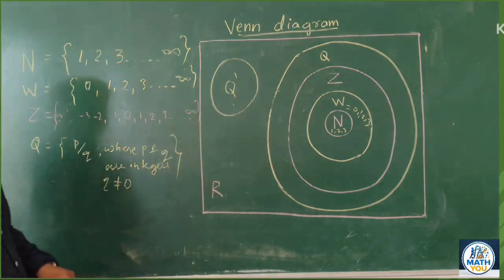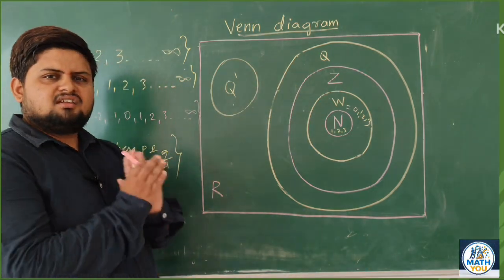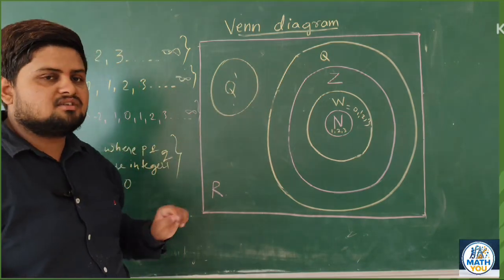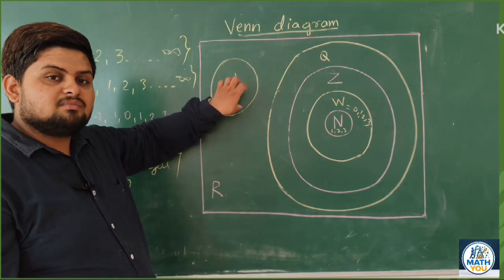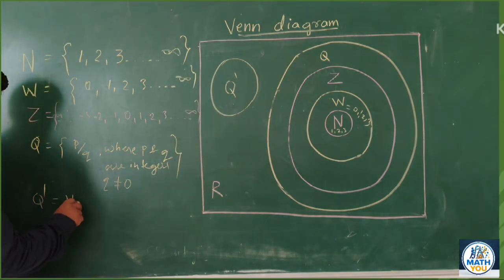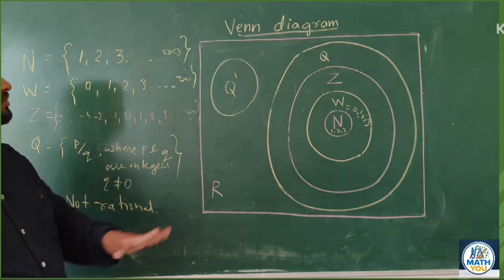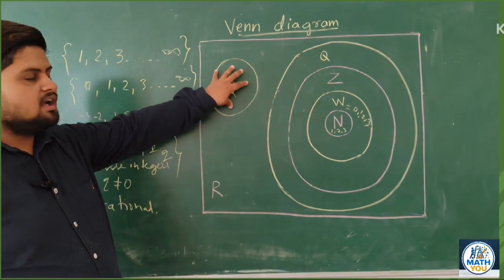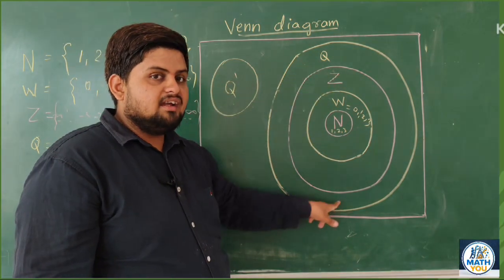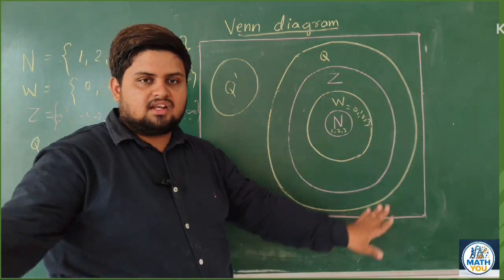Then comes the set of irrational numbers, which do not belong to any of these. There is no relation between natural numbers, whole numbers, integers, rational numbers and the irrational numbers. They are a completely different set of numbers. We define irrational numbers as those numbers which are not rational. So natural numbers, whole numbers, integers and rational numbers are interrelated, and irrational numbers do not have any relation with them.